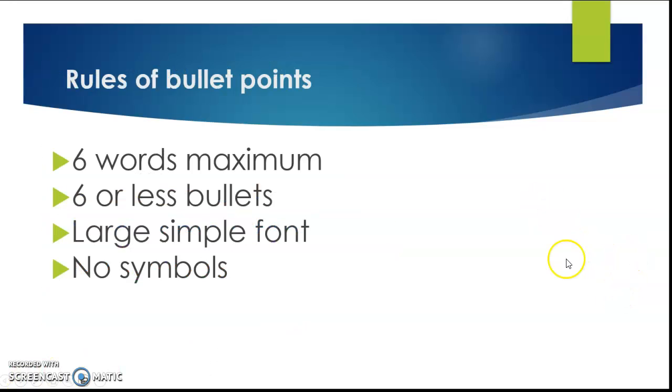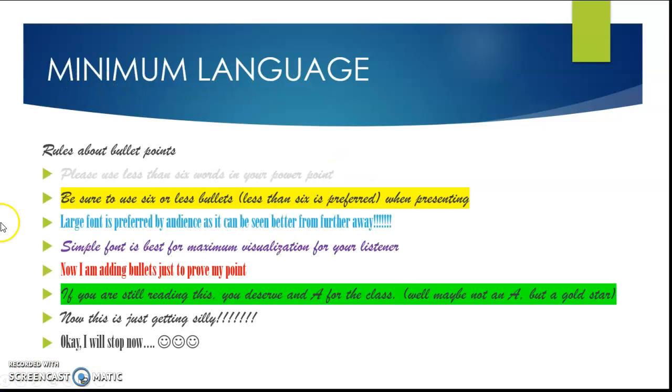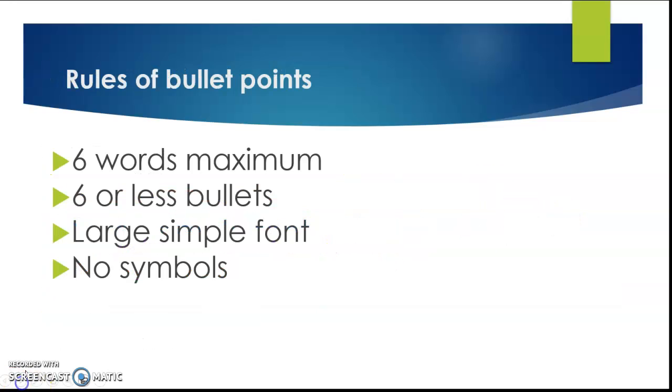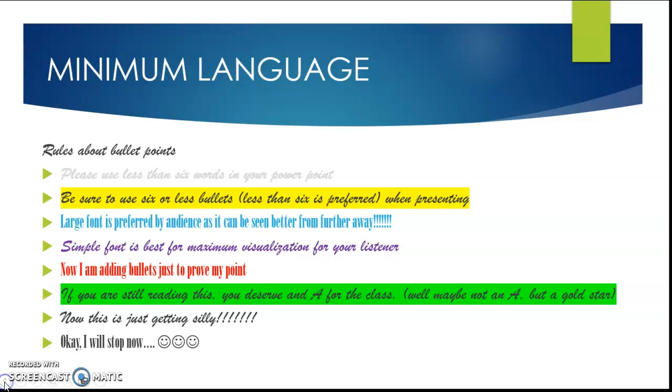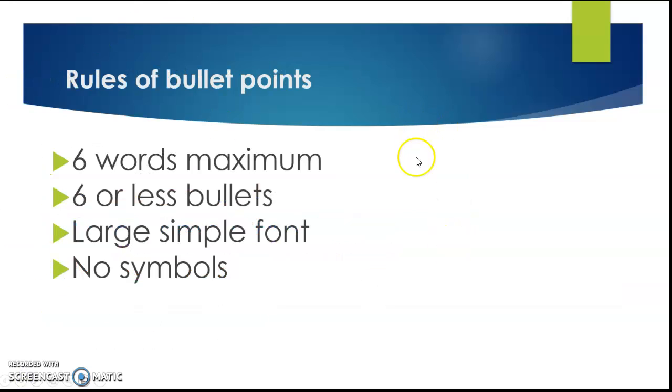So let me contrast that. Rules of bullet points, 6 words maximum. So if you are going to have a bullet, many of these have busted through that 6-word limit, right? 6 words maximum. 6 or less bullets, large, simple font, and no symbols. So honestly, folks, this slide is trying to say the exact same thing, but look at where the visuals took it. Look at how it went wrong. Clean, simple, the rule of 6. No more than 6 bullets, no more than 6 words per bullet, large, simple font, and no symbols.